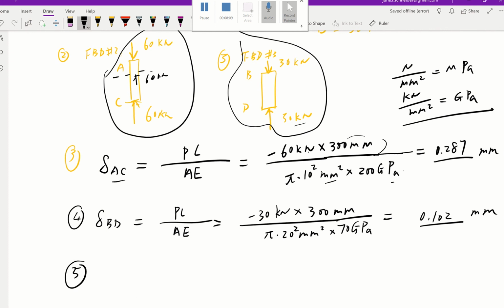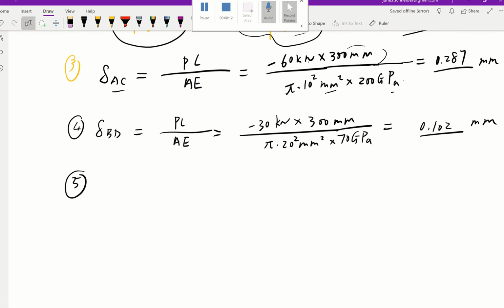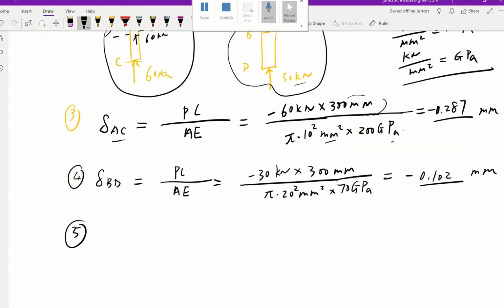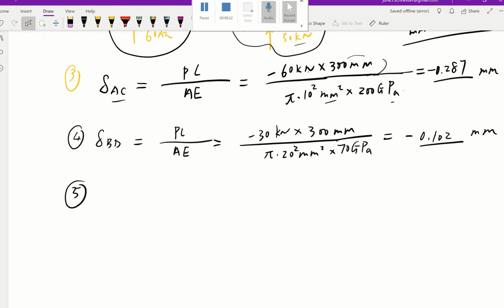Now if we're going to draw that, so AC obviously have, okay, this is negative and this is negative. So AC used to be how much? 300 millimeter, and then it's going to reduce 0.287. So if I'm exaggerating drawing this, AC will be shorter, right? And BD will be taller because it contracted less. So that's going to be our AC. This will be our BD.